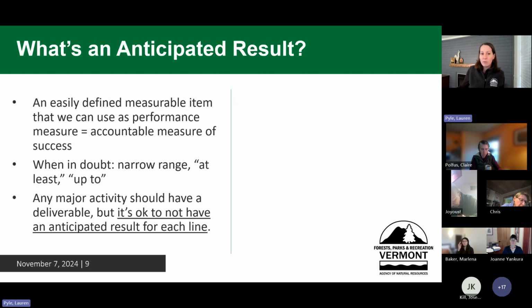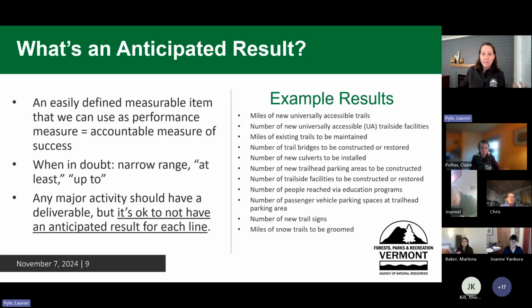And so, just some examples of what these results could look like. This could be things like miles of new trail, miles of maintained trail, number of bridges, length of bridges, number of culverts, all these sorts of descriptors that can quantify how much or how long you are going to be doing this work. What is involved in it? That kind of measurable number piece.